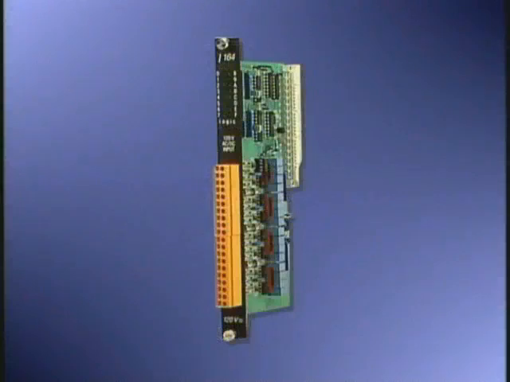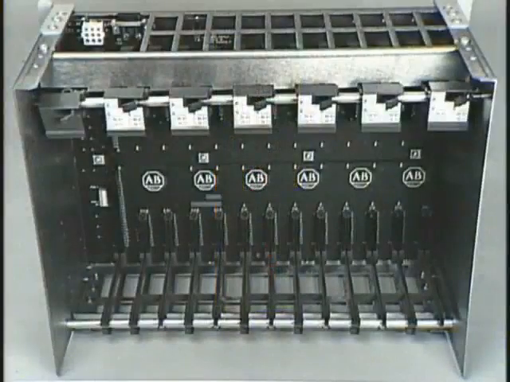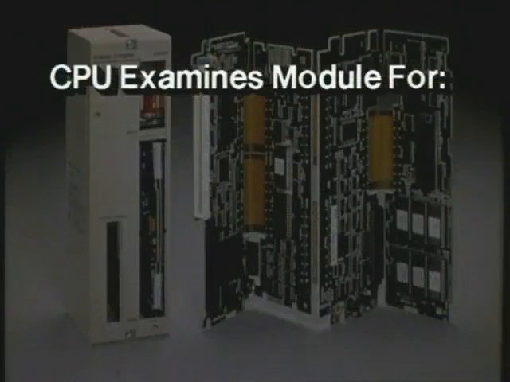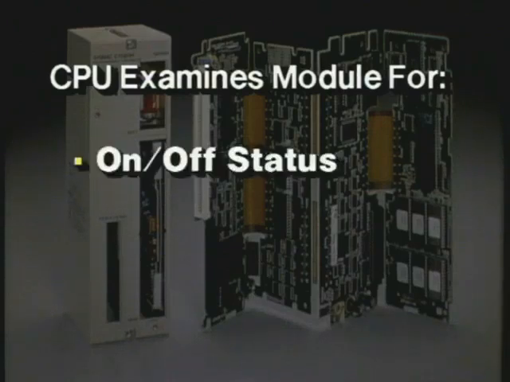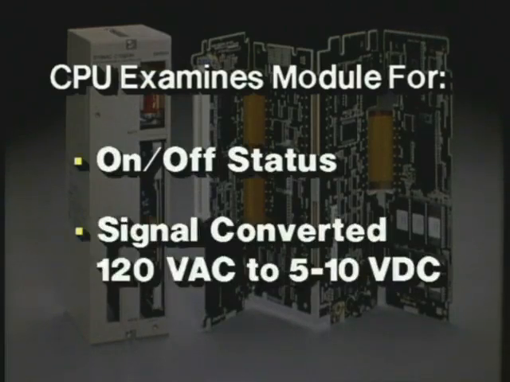All input interfaces receive the necessary voltage and current for proper operation from the back plane of the rack or enclosure where they're inserted. During operation, the CPU will go to each input module and examine the status of the signal. The signal read by the CPU is a result of a conversion from the original signal, for example, from a 120 volt AC signal from a limit switch.